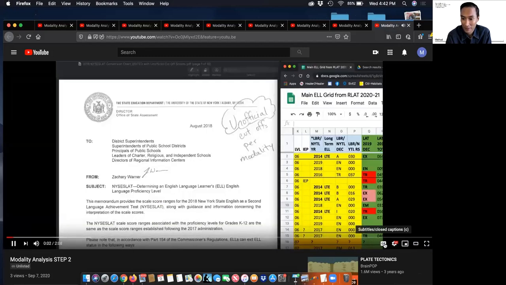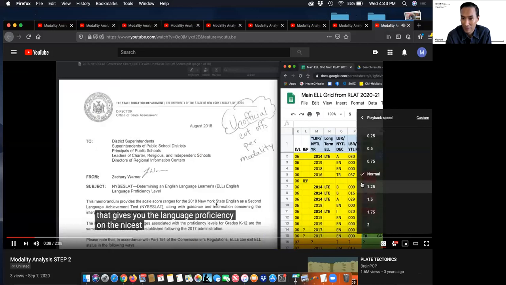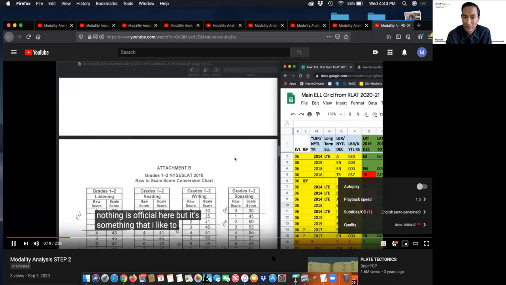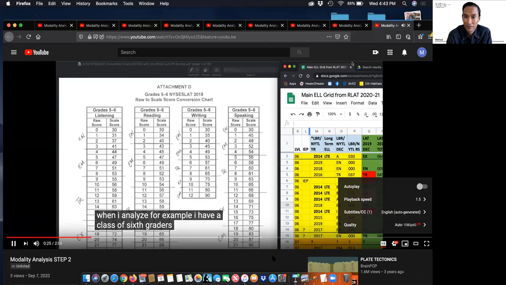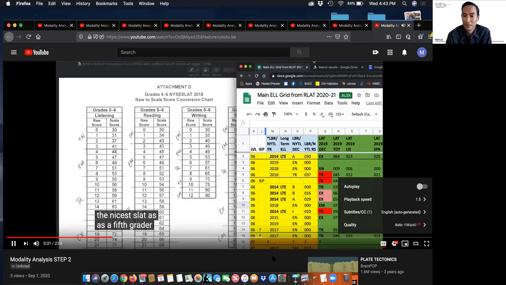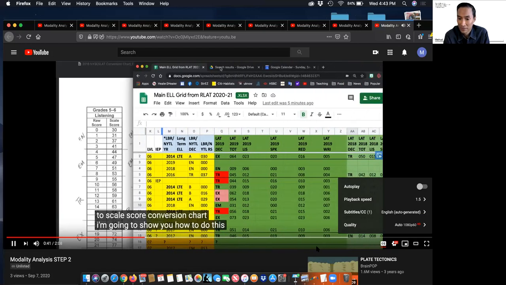For the second step, you're going to need a document that gives you the language proficiency on the NYSESLAT. I happen to have this old one from 2018. Notice it's the unofficial cutoffs per modality. Nothing's official here, but it's something that I like to do when I analyze. For example, I have a class of 6th graders, so they took the NYSESLAT as 5th graders. That means we use this attachment D for the RoS to scale score conversion chart. I'm going to show you how to do this step by step.